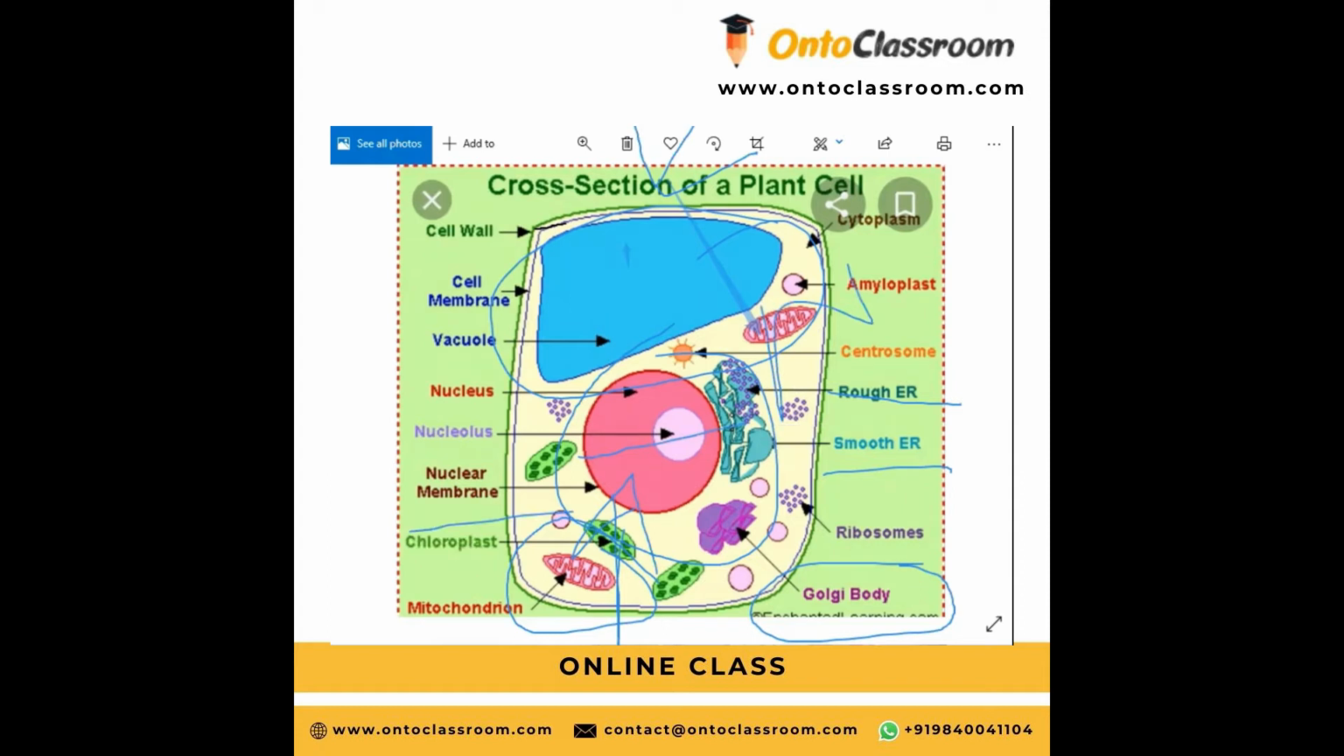Then we have chloroplast. What is the function of chloroplast? It gives the leaf green color. It gives the leaf green color. But what is actually a chloroplast? Tell me that. I did it yesterday with you. Ma'am, it has chlorophyll inside and it helps.